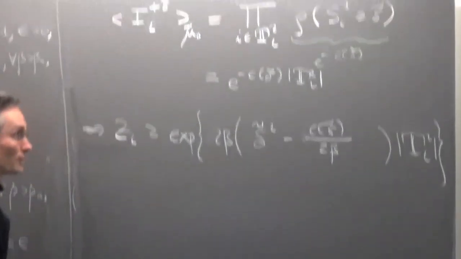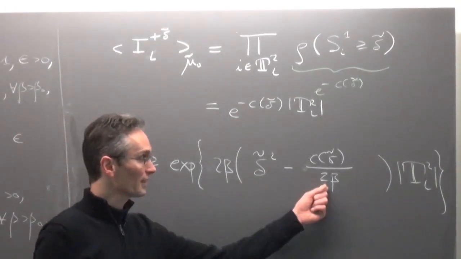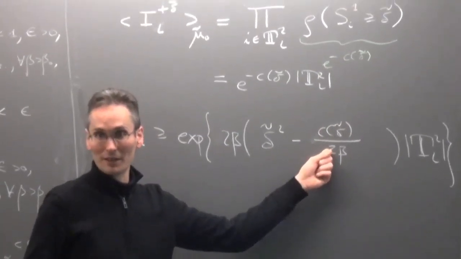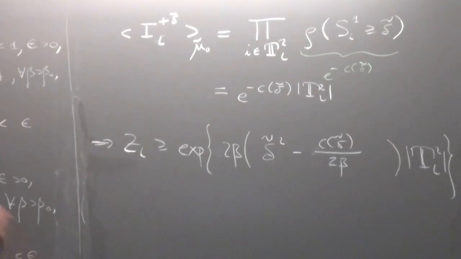The point which is important here is that this guy has no beta, but this guy has a beta. When beta is large, this guy will play no role, so I can make it as small as I want by taking beta large, right? So this guy is the important one.